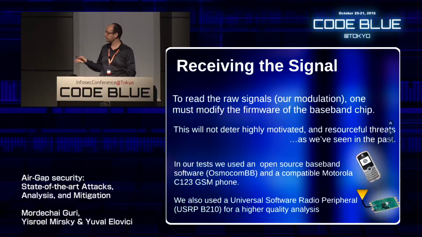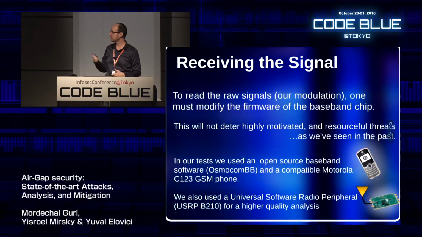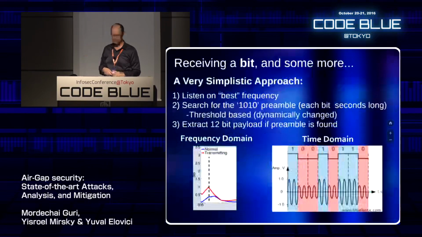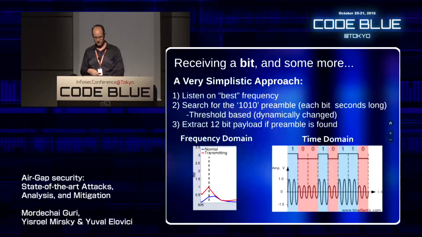But for the sake of our testing, we actually used an open source phone that allows you to change the baseband, a Motorola C123 with the open source baseband software Osmocom BB. And in order to show the quality and the possibilities, we took a look at the software-defined radio device USRP B210.